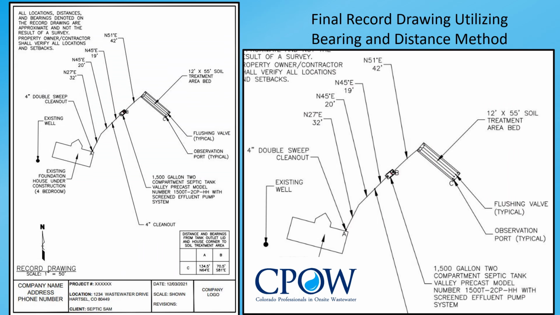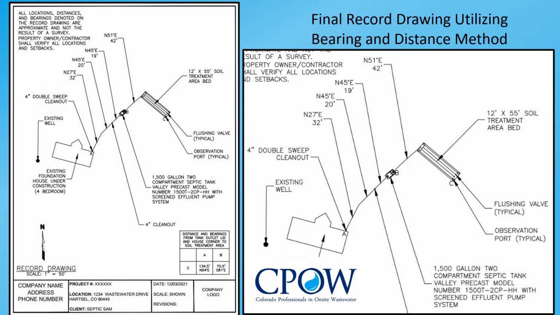This slide provides an example of a completed record drawing using bearing and distance method. The drawing on the left is a submitted drawing, and the drawing on the right is a blow-up of that portion of the drawing. Note the bearing and distances that are provided. Again, the pipe from the tank to the soil treatment area is 42 feet long at a bearing of north 51 degrees east.